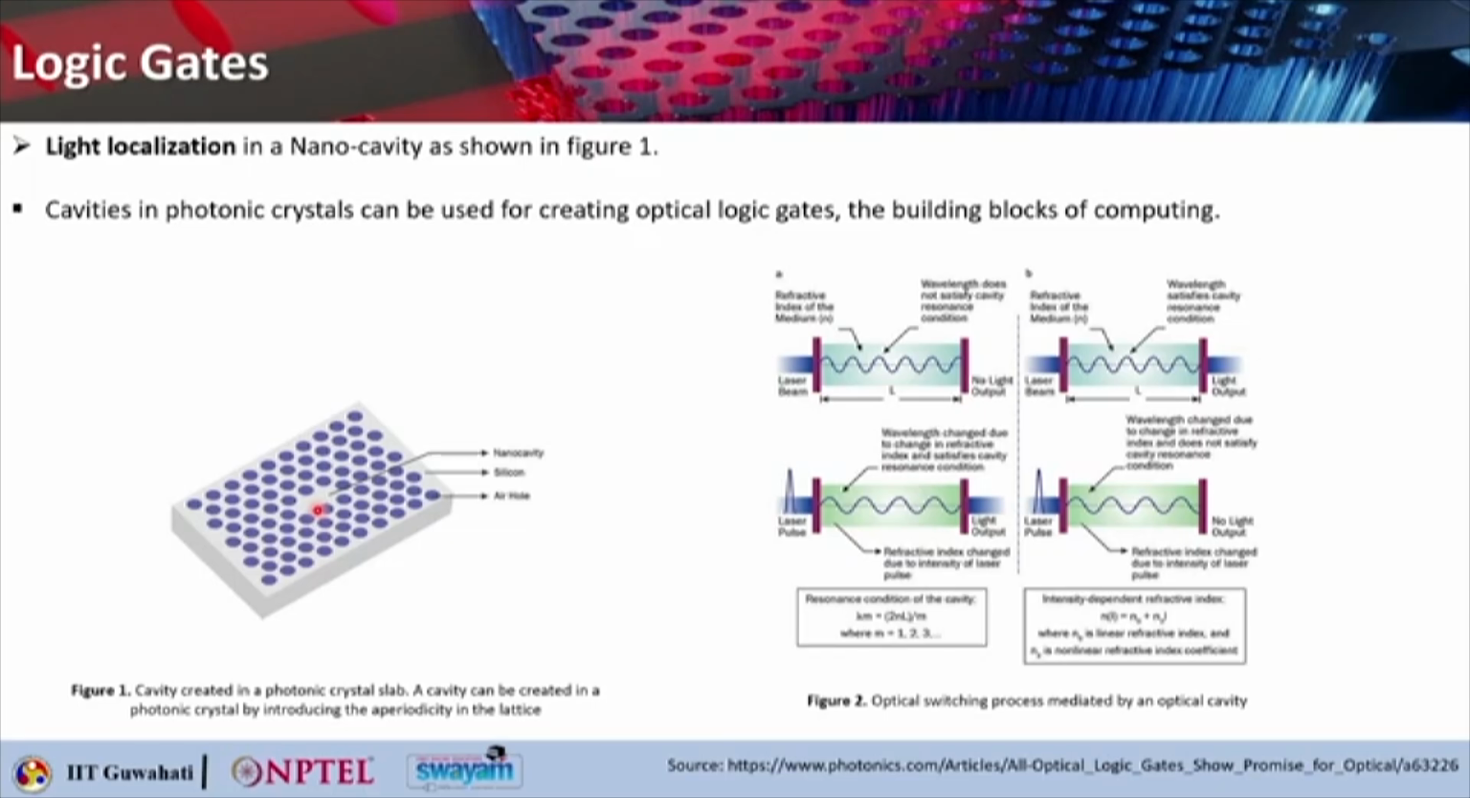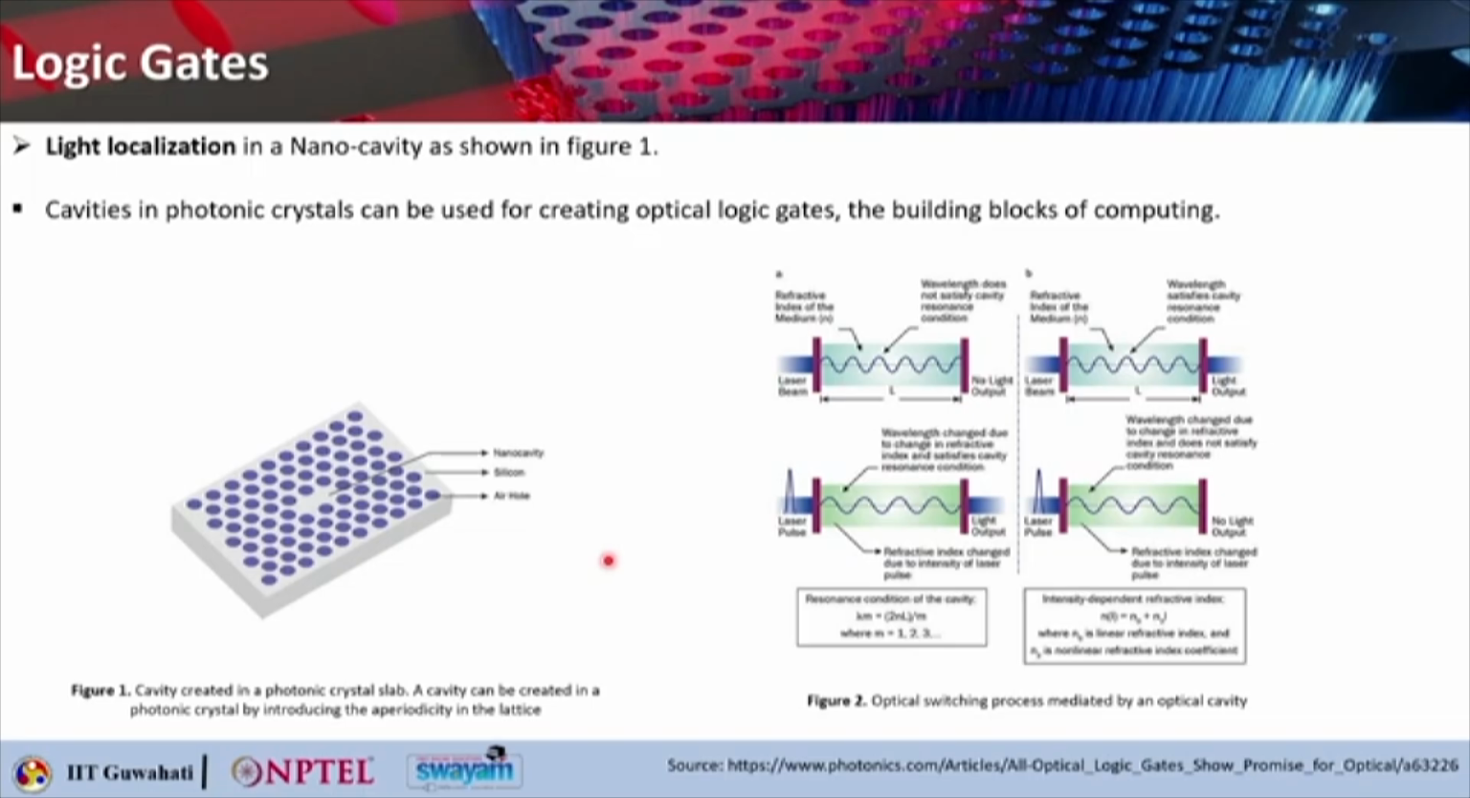So this phenomenon is also known as light localization, and it was first introduced in the year 1987 and has come to fruition with photonic crystals. So a cavity that is created within a photonic crystal due to a point defect is shown here, right? Now these cavities in photonic crystals can be used for creating optical gates. Now these are the building blocks of optical computing, right?